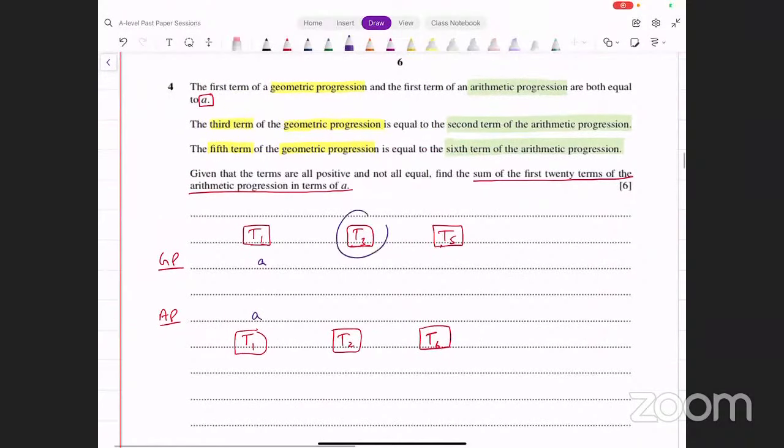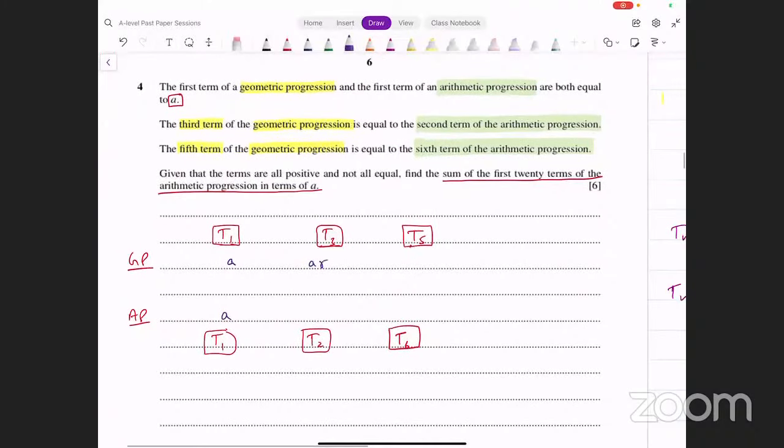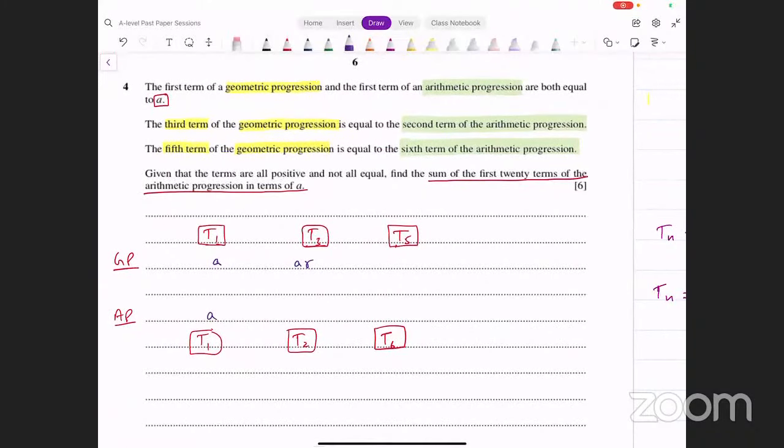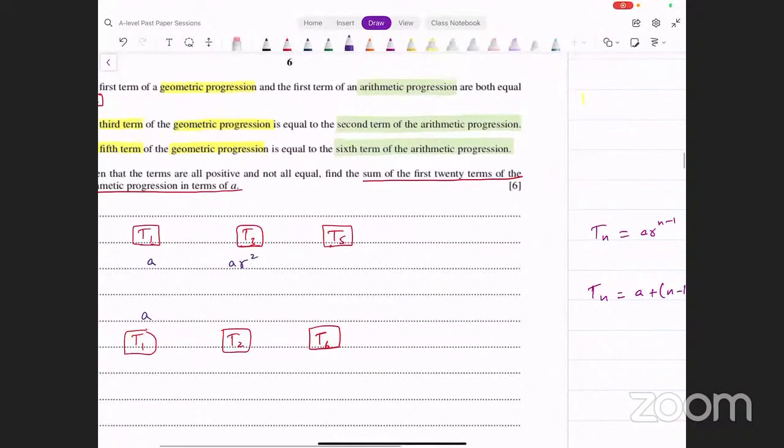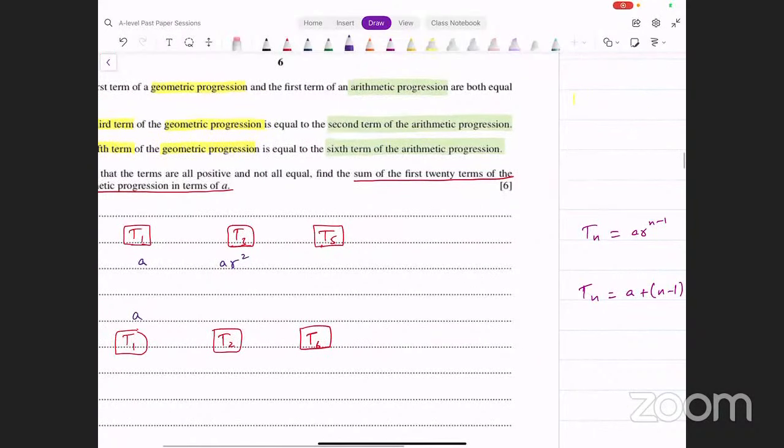What is going to be term 3 of the GP? Let's write that down. A R raised to power 3 minus 1. That's going to be AR square. ये आपके पास third term होगी GP की. ठीक है. And then we have term 5 of the GP. What's that going to be? That's going to be AR raised to power 5 minus 1, AR raised to power 4. ये आपकी GP की terms आ गई.